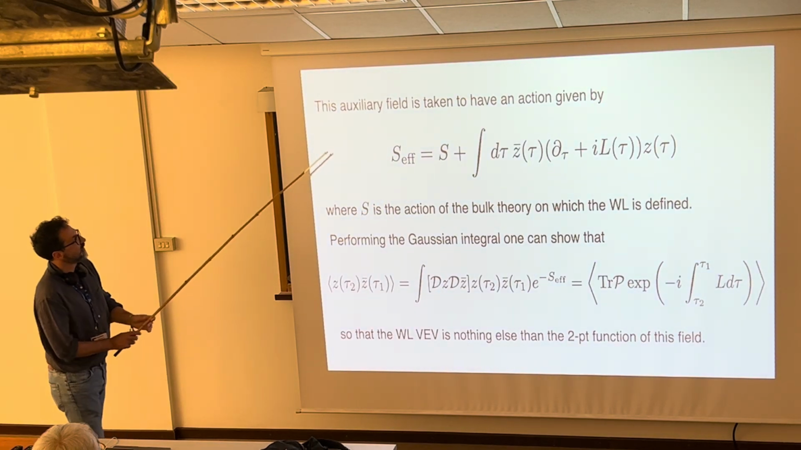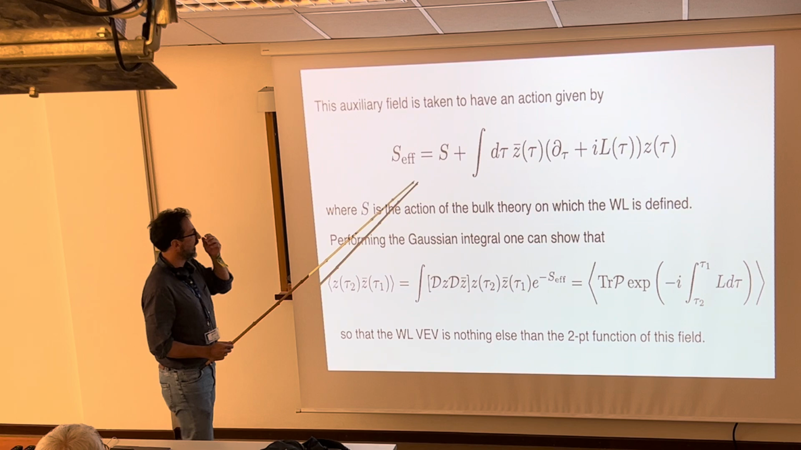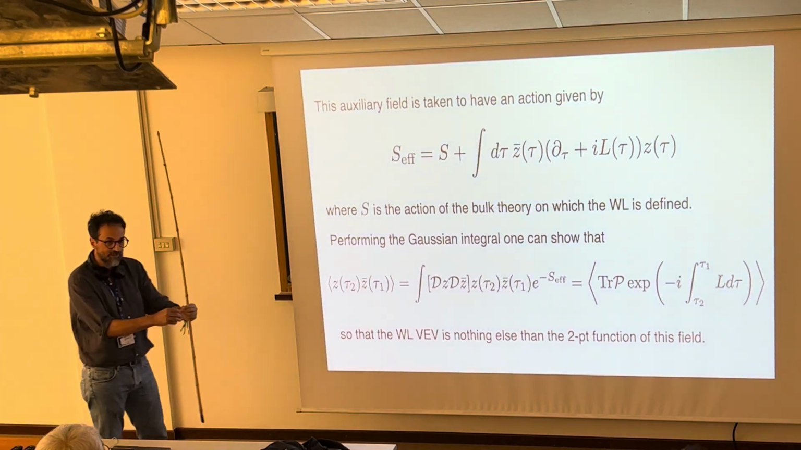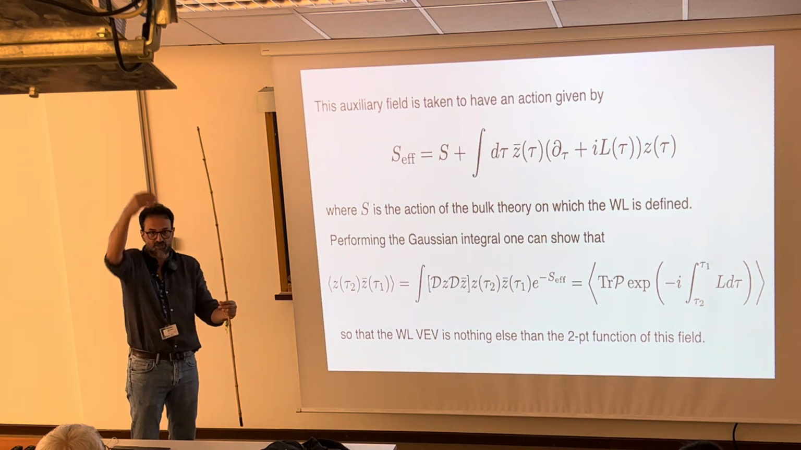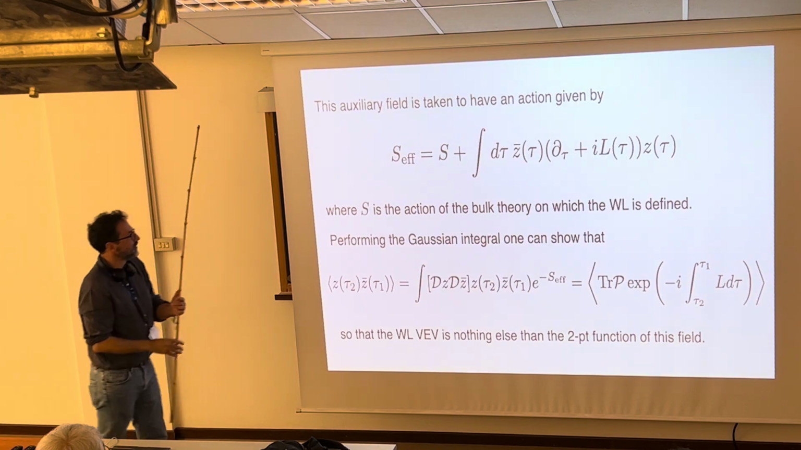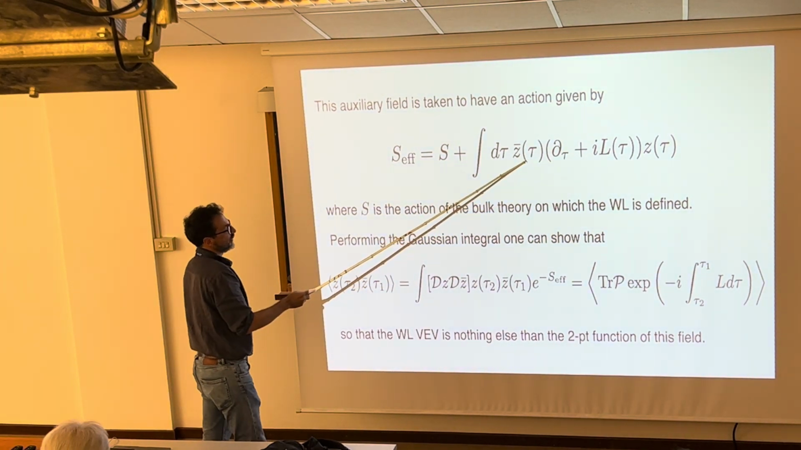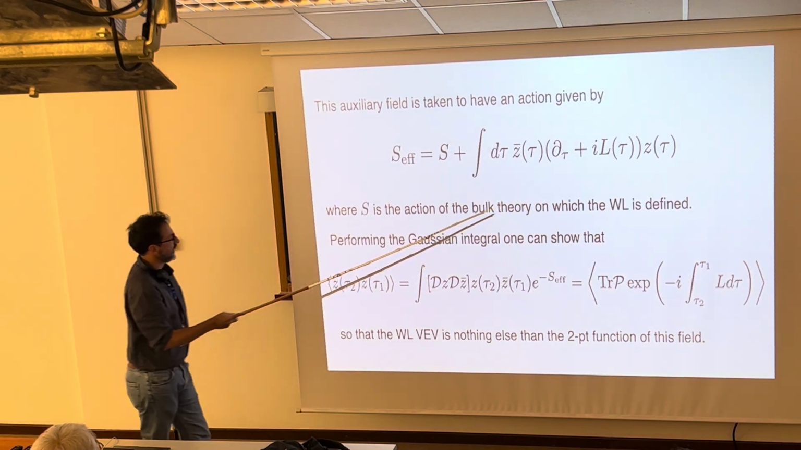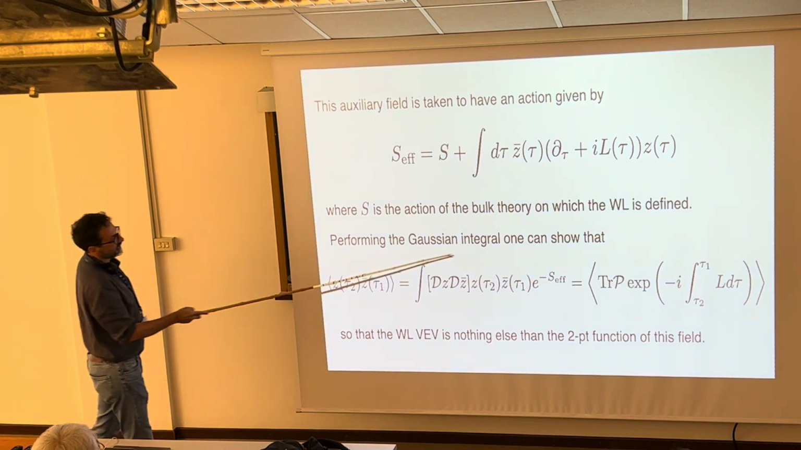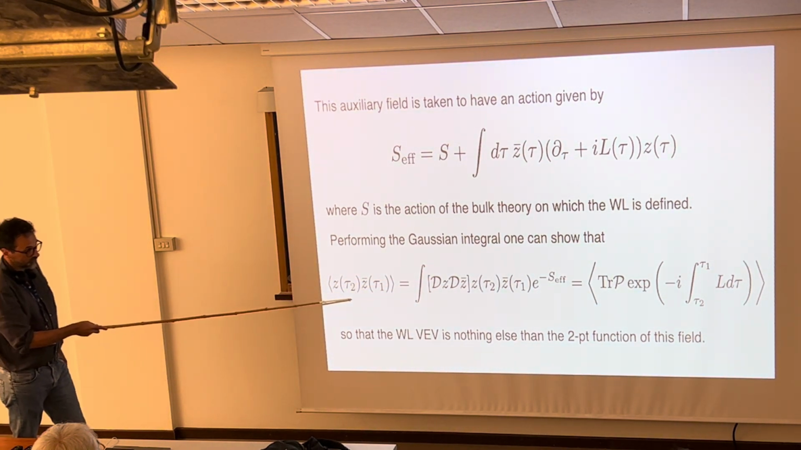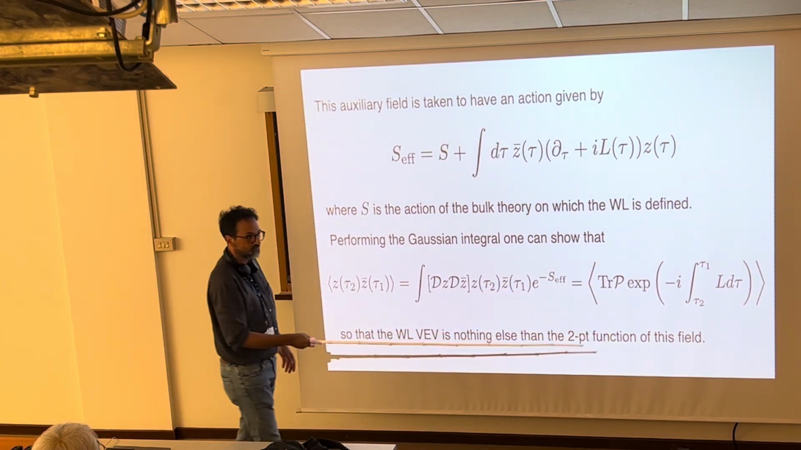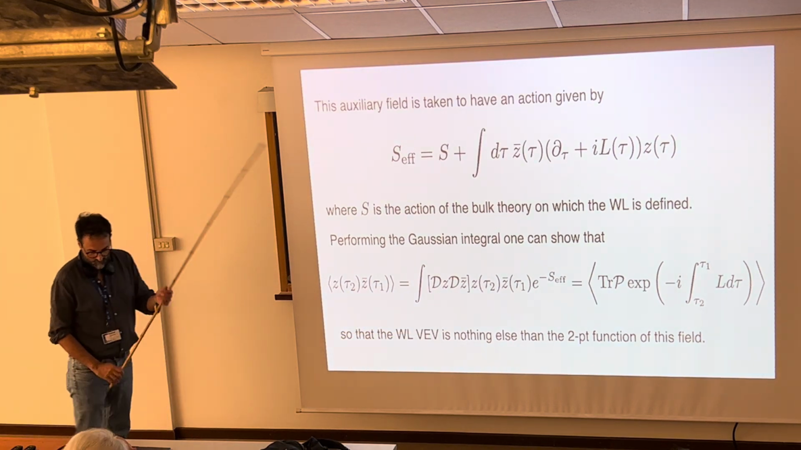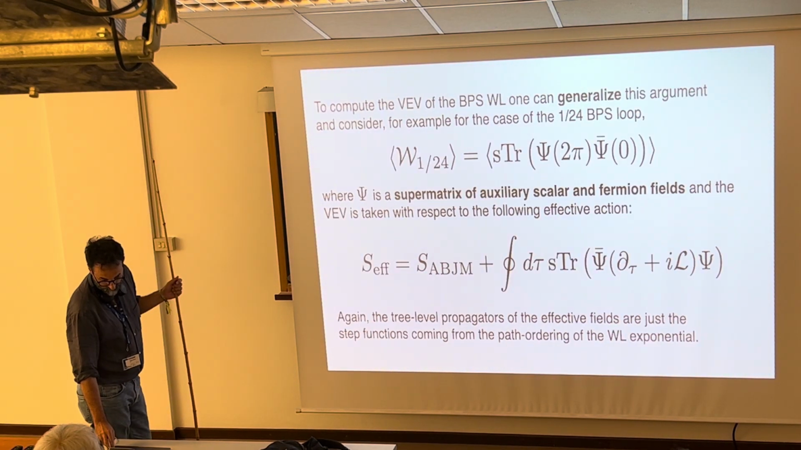What these people did was to consider an effective one-dimensional theory, which is given by the original theory S. There is always an interplay between the theory living on the defect and the bulk theory. For example, there are vertices in the Feynman diagrams coming from the bulk, plus some action for this auxiliary fermion field zeta, which has a connection that is precisely the Wilson loop connection. If you do the Gaussian integral, you can show that the 2-point function of zeta is the expectation value of a Wilson loop. So essentially you can compute this expectation value by computing 2-point functions in this effective theory in one dimension.